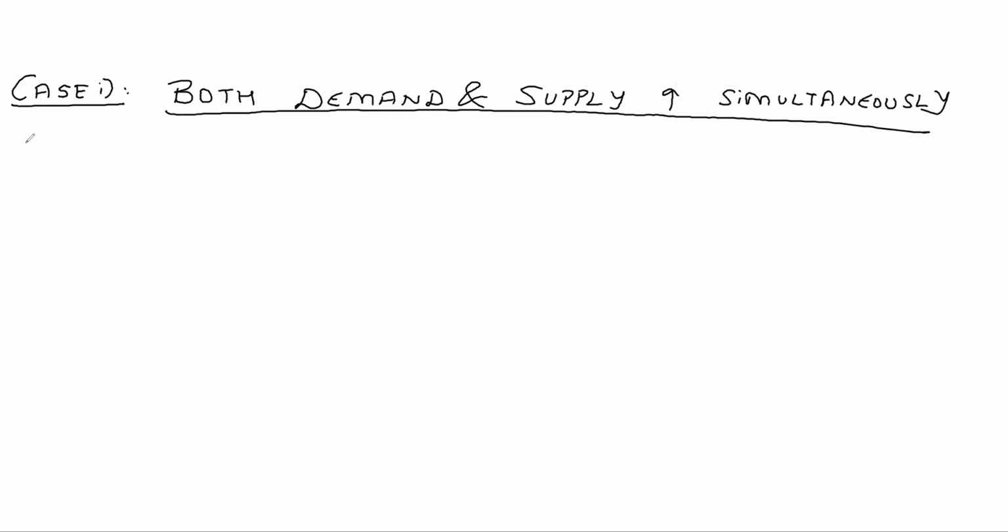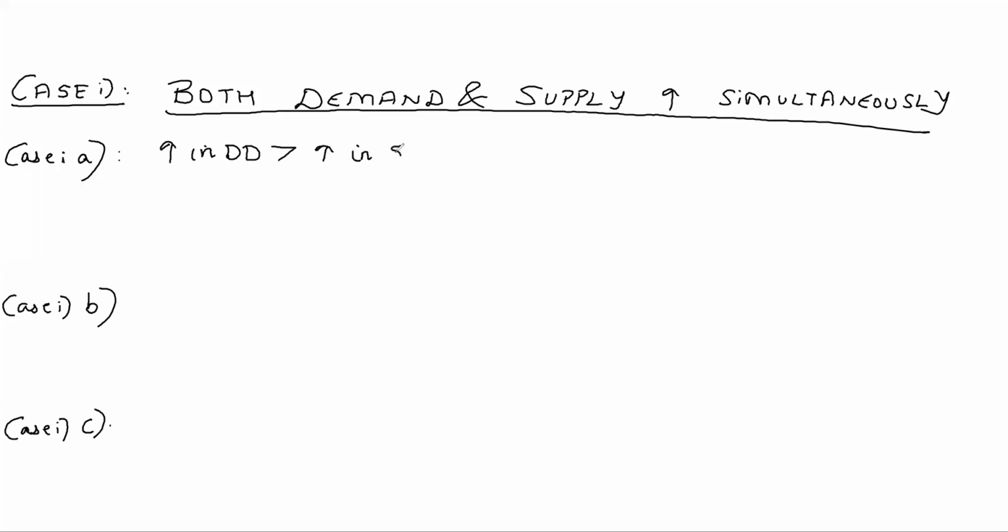Now guys, within this we have 3 cases. So case 1A, then we have case 1B, then we have case 1C. So case 1A is when increase in demand is more than increase in supply. This is the case where increase in demand is less than increase in supply. And this is the case where increase in demand exactly equals the increase in supply.